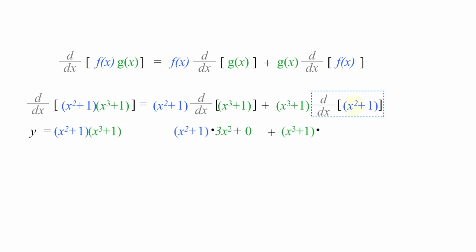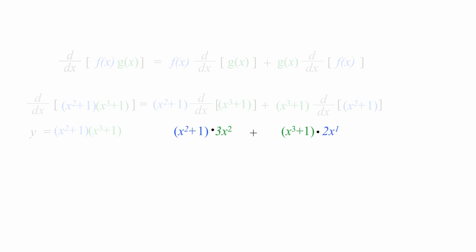So I start with the derivative of x squared, which is 2x to the first power, plus the derivative of 1, again that's 0, derivative of any constant is 0. Now I can get rid of those zeros. Now I begin to simplify a little bit.